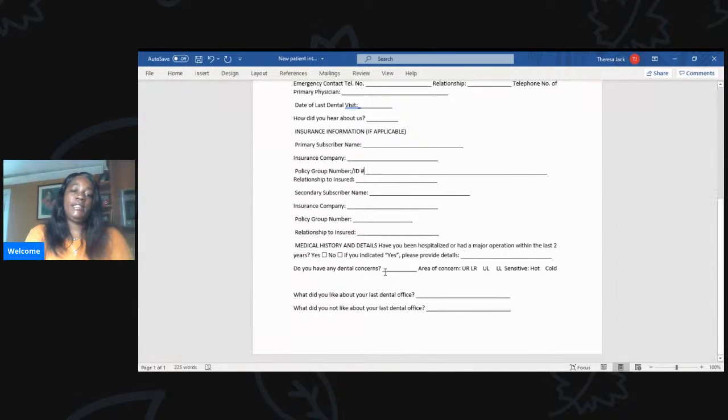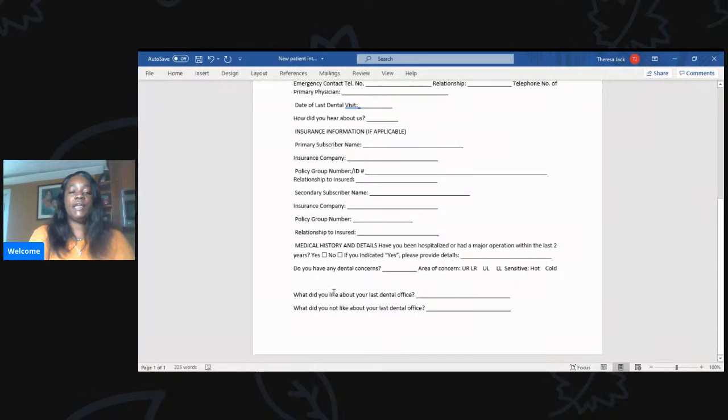Do you have any dental concerns? Okay. Very important to know if your patients have any dental concerns before they're walking into the office. They may tell you, yeah, I had a crown about a couple of years ago and it fell off. Okay, great information to know. What area is this, the area of concern? Is it the upper right, the lower right, the upper left, the lower left? Get as much details as you can. Are you sensitive to hot and cold?